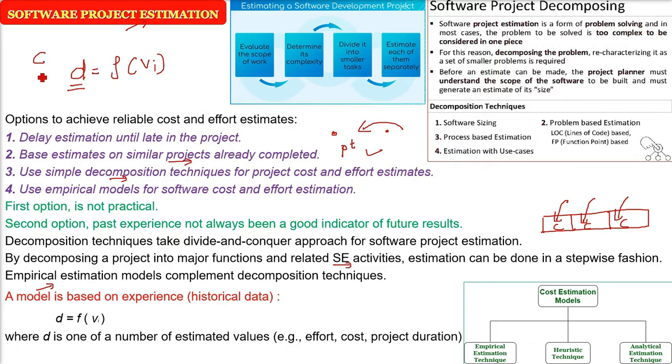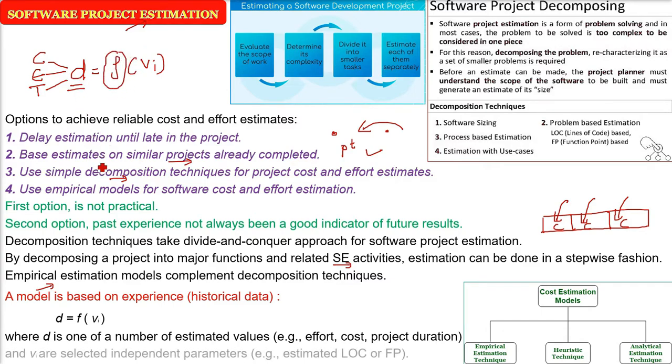So the cost, the effort, the project duration, all of these depend on which factor? Just assume Y equals F(x). Here Y is all these three, and this X is nothing but the LOC or FP. That is, we can select the independent parameter: you can give process, the use case, the lines of code or the function point. We will talk about all these, mainly LOCs and FPs.